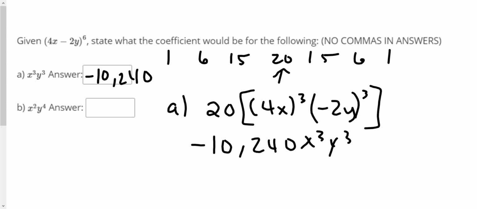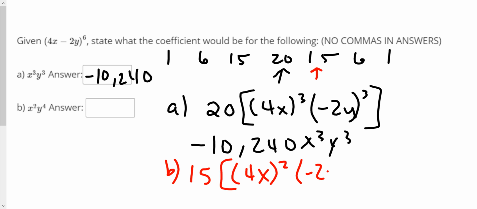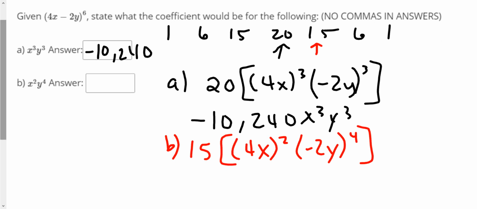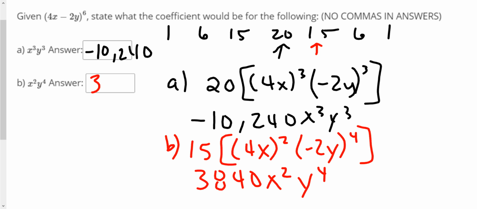And let's go ahead and take a look at the next one. So we've got in part B, x squared y to the fourth. That's just going to be this term just to the right of that part A problem. So I'll have 15, 4x to the second, negative 2y to the fourth. And if you multiply all those out, 15 times 4 squared times negative 2 to the fourth, you end up getting 3,840. And then you would, of course, have x squared y to the fourth. We're just looking for the coefficient. So 3,840.